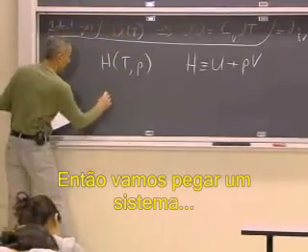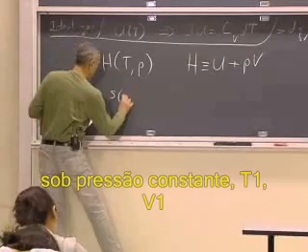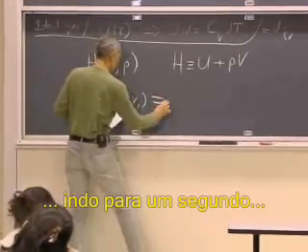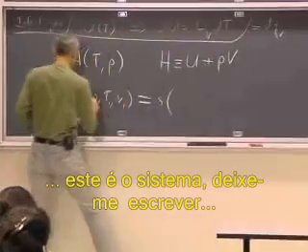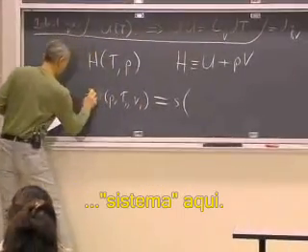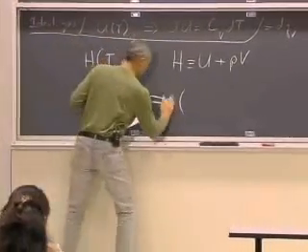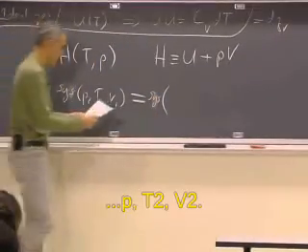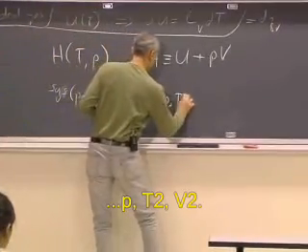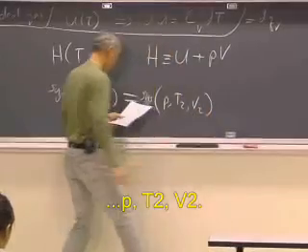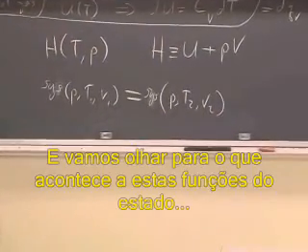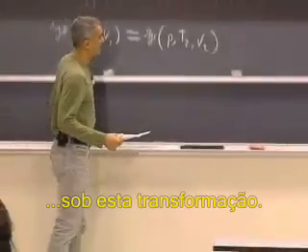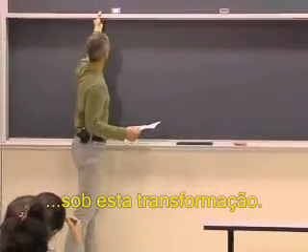So let's take a system under constant pressure, T1, V1, going to a second. This is the system. So let me write the system here. And it's more dramatic if the system is a gas, P, T2, V2. And let's look at what happens to these functions of state, to H, to U, under this transformation.